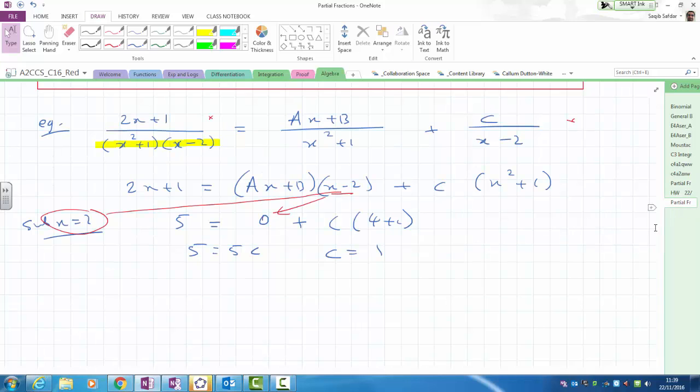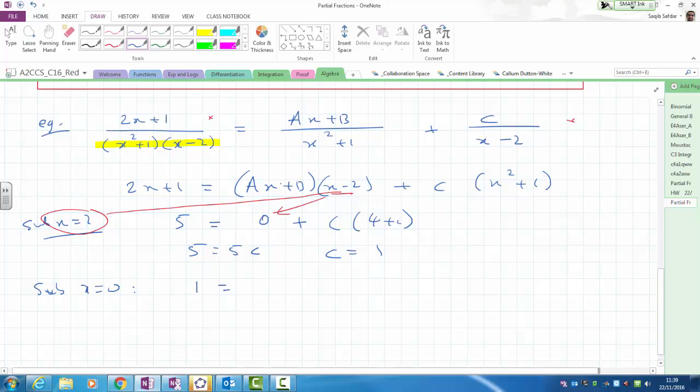One second. Okay, alright. So we've got the C part. Now we need to work on A and B. What can we substitute in to get rid of the A? What's the other most favourite value of x we normally substitute in? 0. So substitute x equals 0, and let's see what happens.